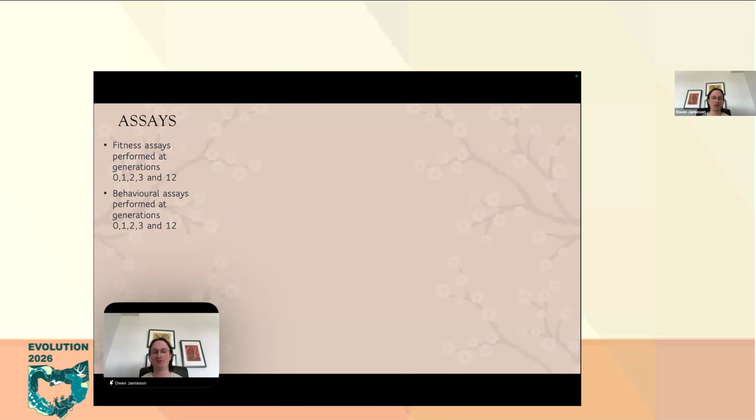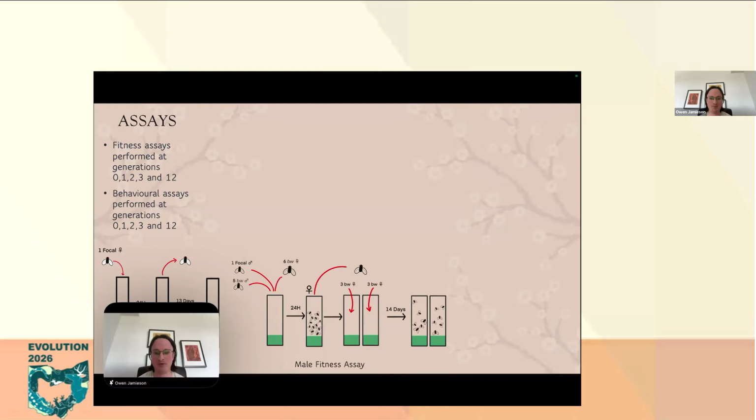So to determine how these flies were reacting to this environment and this food choice, I ran some fitness assays at different generations, and I also ran behavioral assays to test how their diet choice was evolving. For the female fitness assays, I took focal females individually into these test tubes, let them lay eggs and removed them, and we can count the eggs in our offspring. For the male fitness assays, we took focal red-eyed males and placed them into these competitive vials with 5 brown-eyed male competitors and then 6 brown-eyed females. Let them mate, separate the females, and we can count the number of red-eyed to brown-eyed offspring to get an idea of focal male fitness.